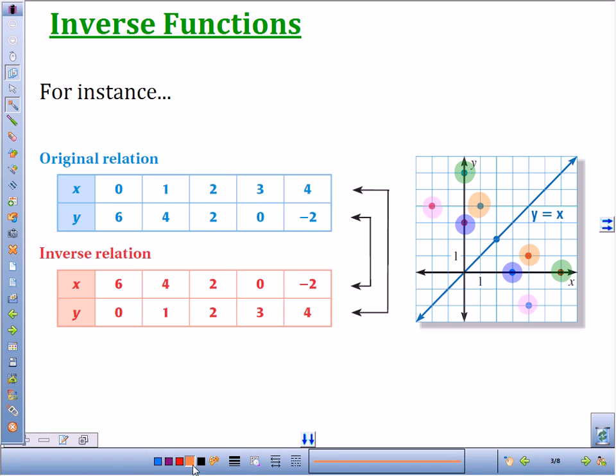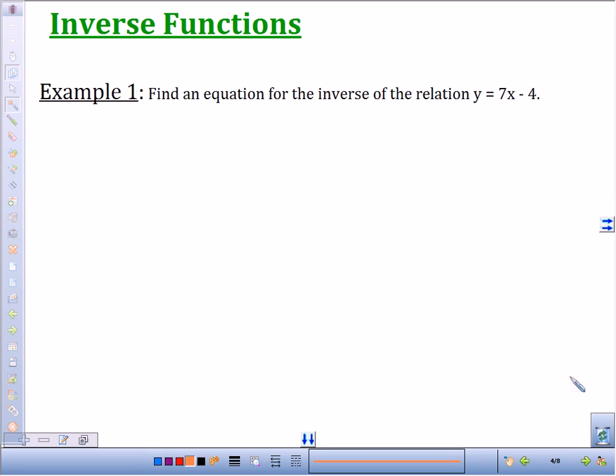Now that's all well and good, but we need to know how we're going to use this. And the way we're going to use this is by taking a function or a relation and finding the inverse. And it's really not all that complicated because it's mostly just solving equations. And we've been solving equations forever. Let's see how this works. Now we want to find an equation for the inverse of the relation y equals 7x minus 4. Right? So we want the inverse of this relation.